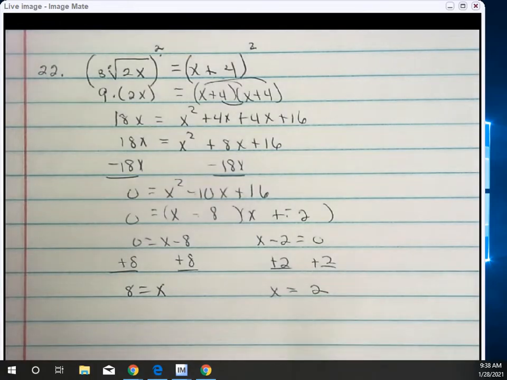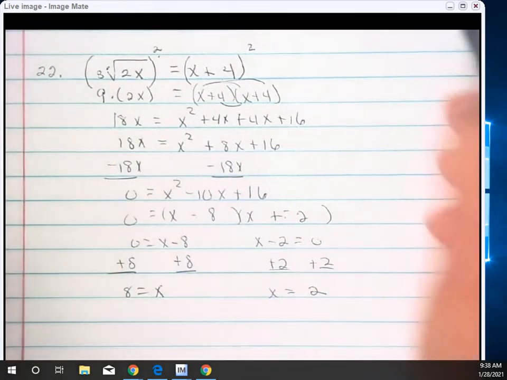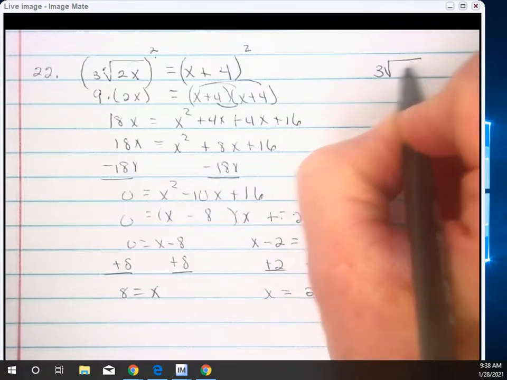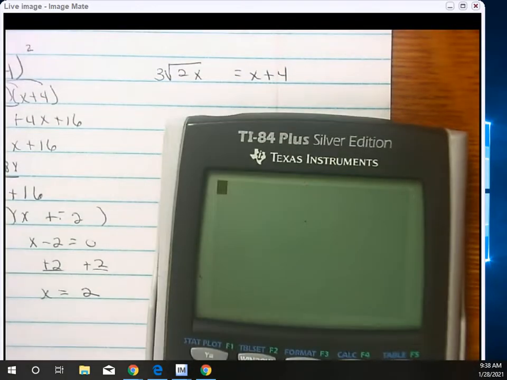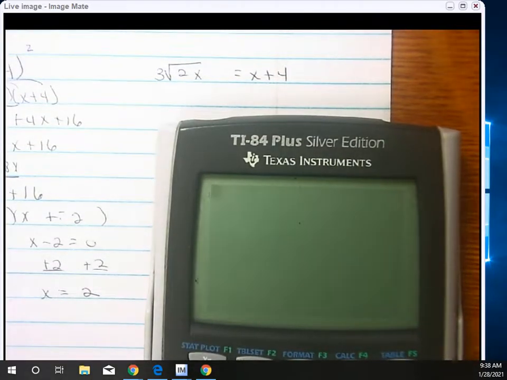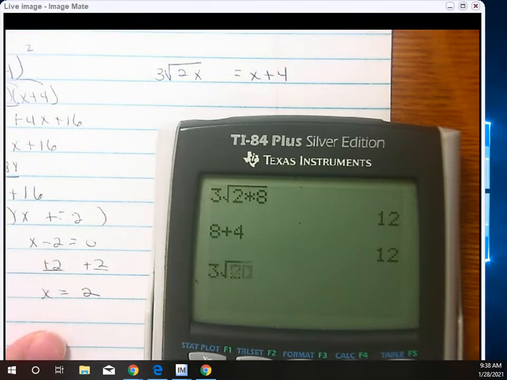All right, now we've got to check to make sure that the original problem, 3 square root of 2x equals x plus 4. So we're going to try both of these, and I'm just going to show you how to do this in the calculator pretty quick. We have 3 square root of 2 times our first x, which was 8. Well, that's a 12. So if I do 8 plus 4, which is the right-hand side, it is also a 12. So 8 checks.